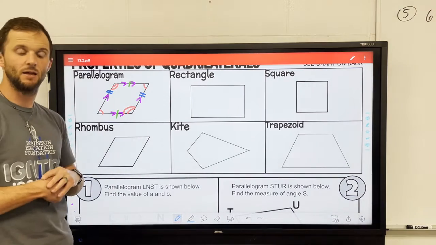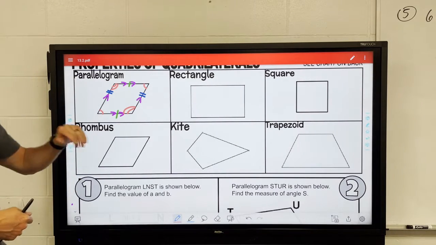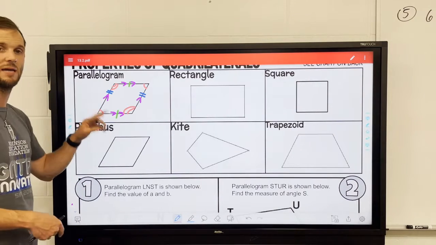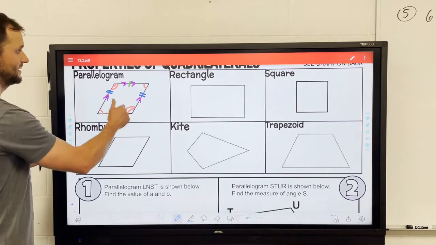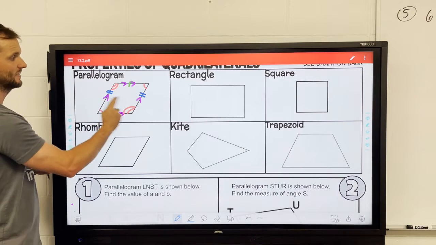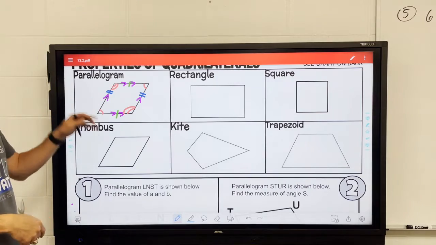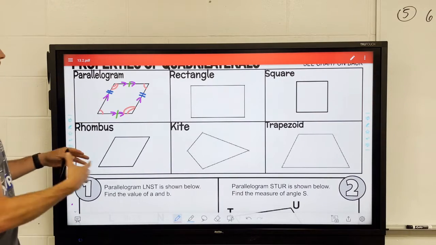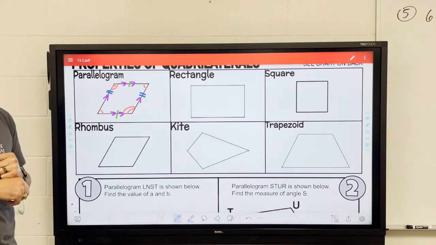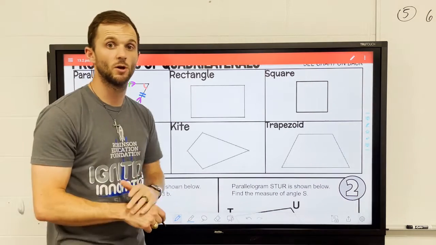In the next lesson, we'll end up looking at the diagonals of these. So right now, this is the basis of your parallelogram. Opposite sides are parallel, so this one's parallel to that one. Opposite sides are congruent, and opposite angles are congruent. So ladies and gentlemen, that's what makes up a parallelogram. If you were given a shape and all this stuff is true, then it is indeed a parallelogram, okay?